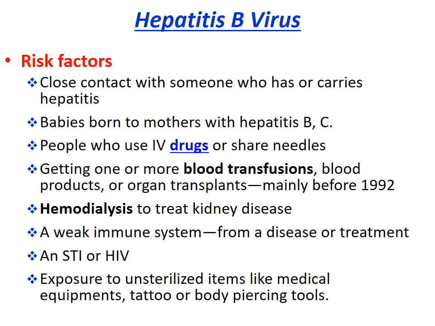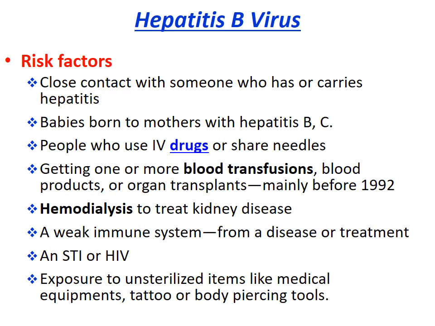Risk factors of the hepatitis B virus include close contact with someone who has hepatitis or who is a carrier for the hepatitis infection; babies born to mothers with hepatitis B and C; people who use IV drugs or share needles; getting one or more blood transfusions, blood products, or organ transplants, mainly before 1992, because after that the screening of donor blood was started, which has reduced such cases; and hemodialysis to treat kidney diseases.